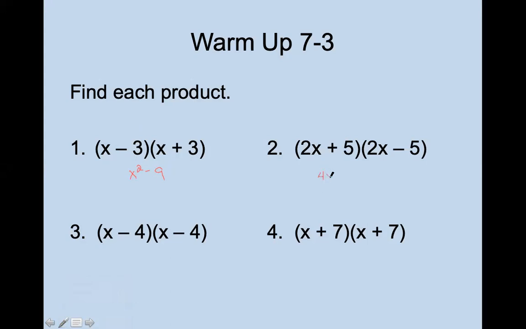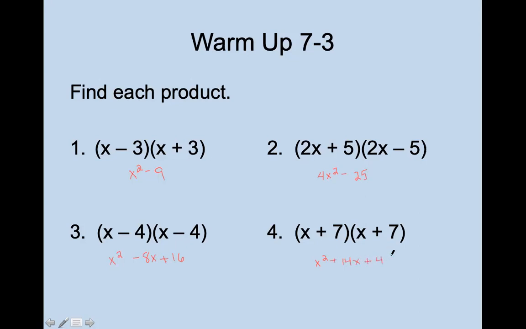Number 2, hopefully when you simplified, you got 4x squared minus 25. Again, no middle term, kind of unusual. All right, number 3, this time we should have x squared minus 8x plus 16. And lastly, we have x squared plus 14x plus 49.